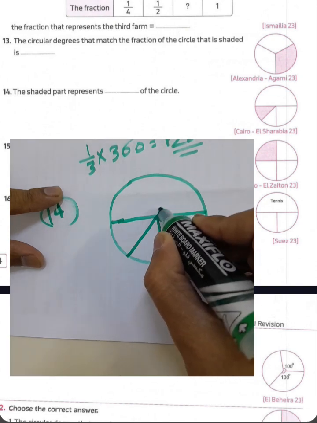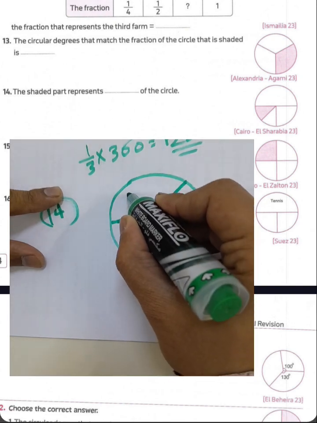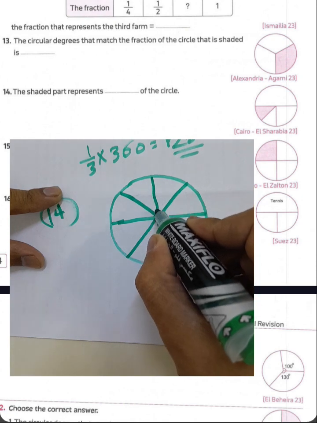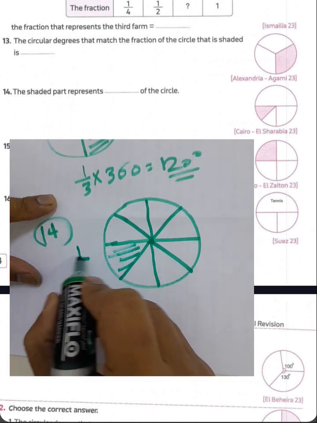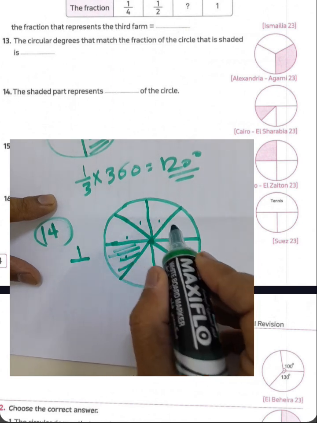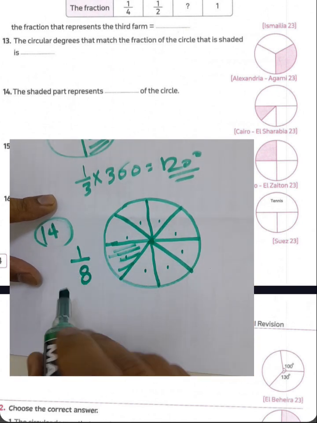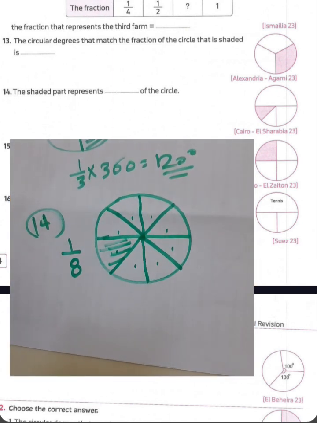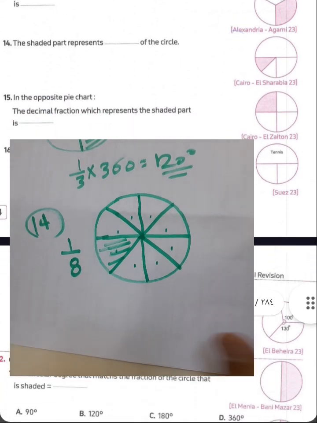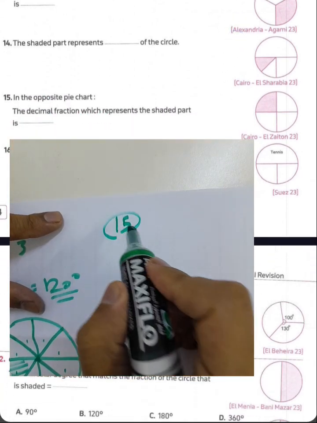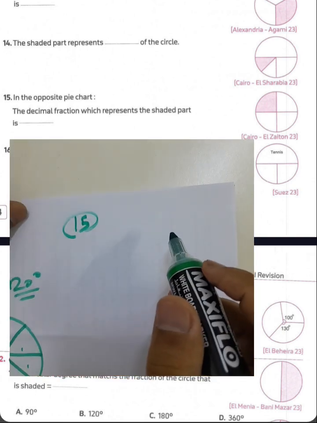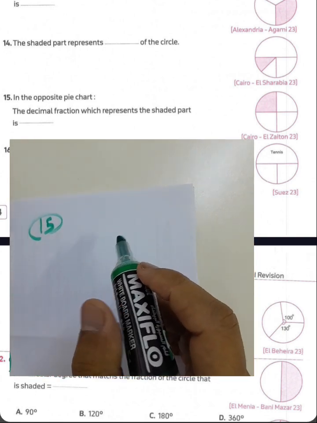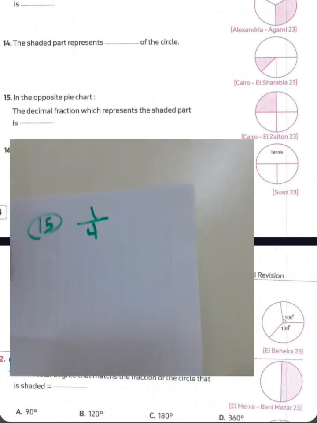And here you can complete this in the same straight line here and here, and then you can color this part, which refers to 1 over 1, 2, 3, 4, 5, 6, 7, 8. Question 14, the result will be 1 over 8. Question 15, the opposite chart, the decimal fraction which represents the shaded part here, 1 over 4. Question 15, the result will be 1 over 4.